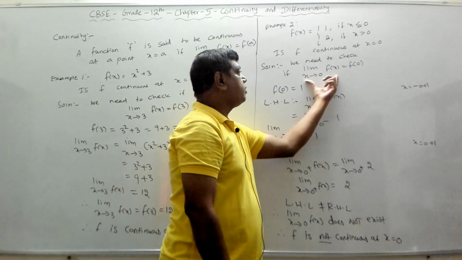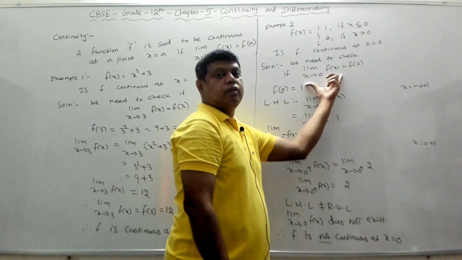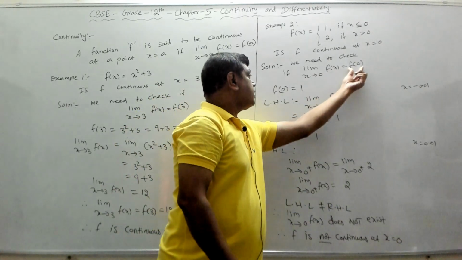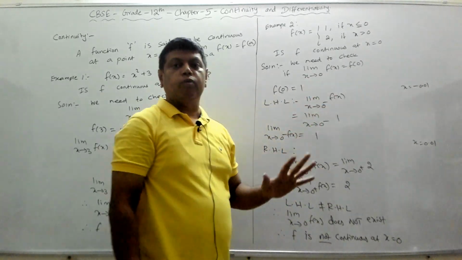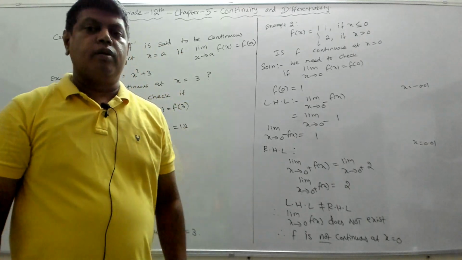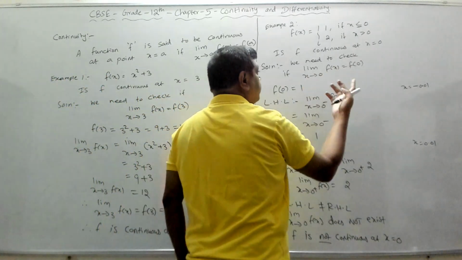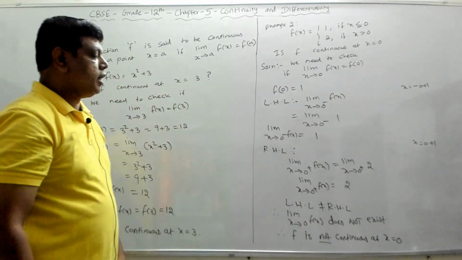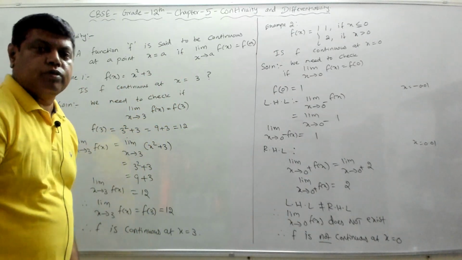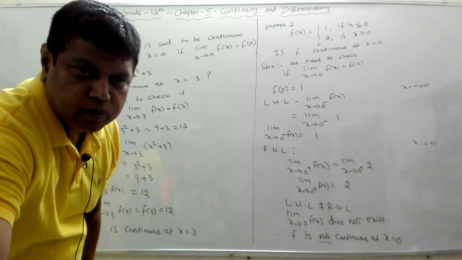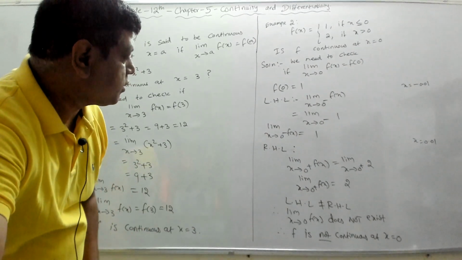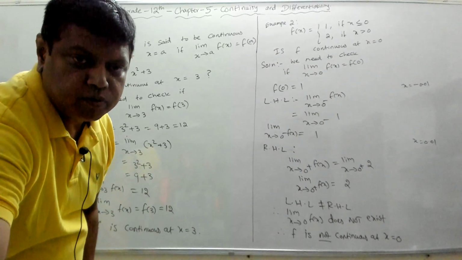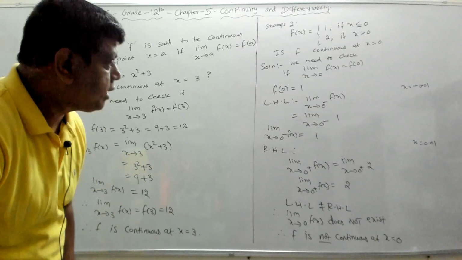is not satisfied. The value of this equal to this is not true, because the value of this is 1 but the value of this we don't know. It does not exist. So we cannot say these two are equal. Therefore f is not continuous at x equal to 0. Right? So this is how we will show that this function f is not continuous at x equal to 0. We will go to another example.